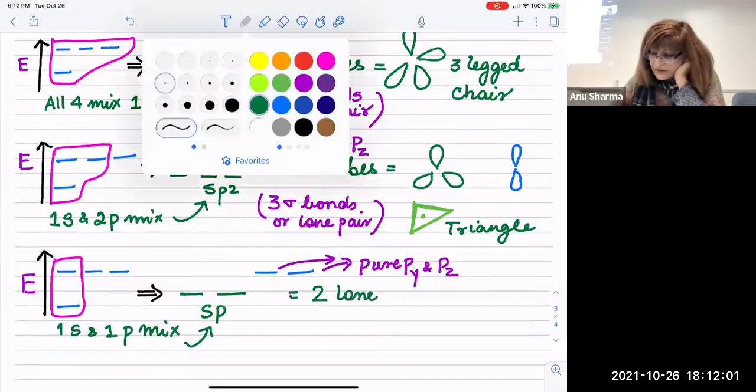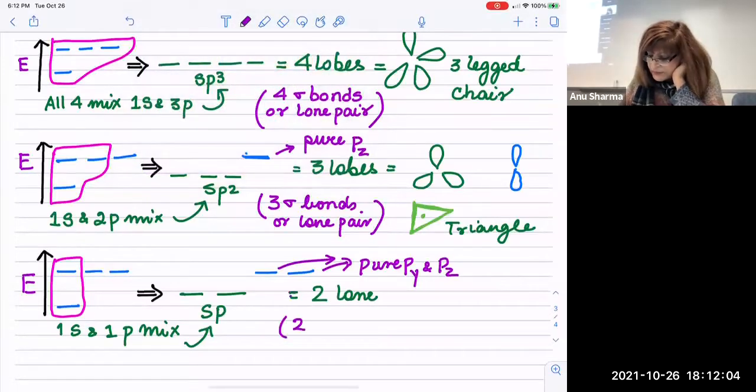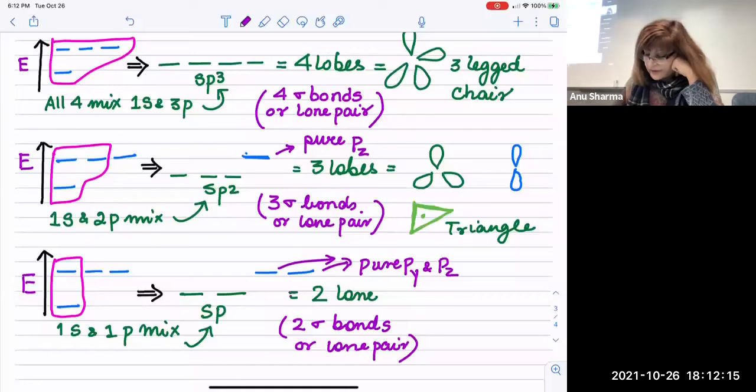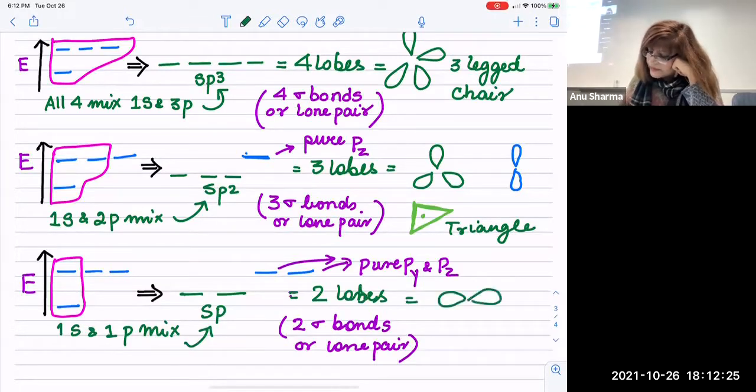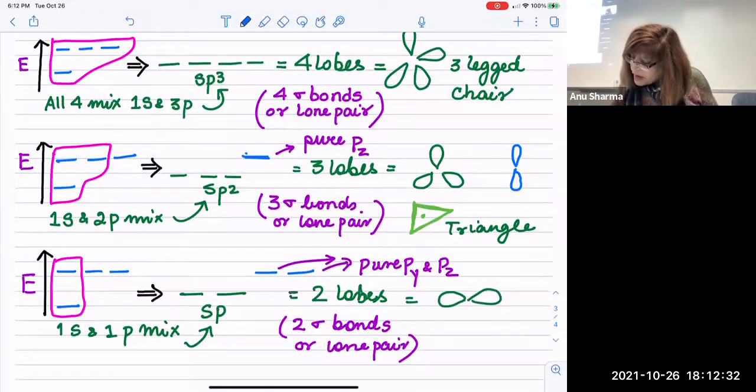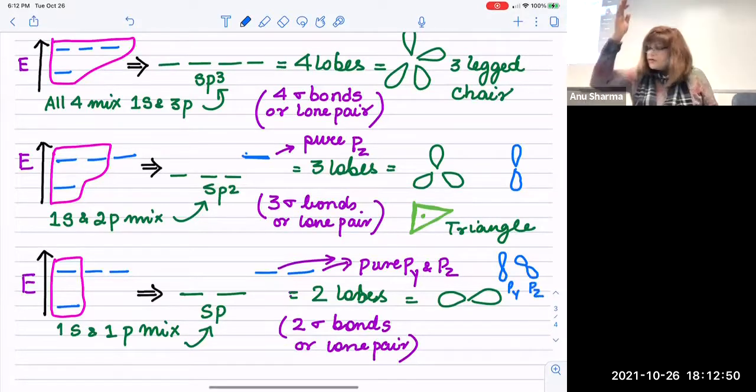And those two lobes can contain two sigma bonds, meaning two single bonds, or they can also contain a lone pair. So anything can be present in those two lobes. Now, how do these lobes look? Like this, flat, two lobes. Now, what are the two P's looking like? The PZ is diagonal, remember? And PY is straight, vertical.